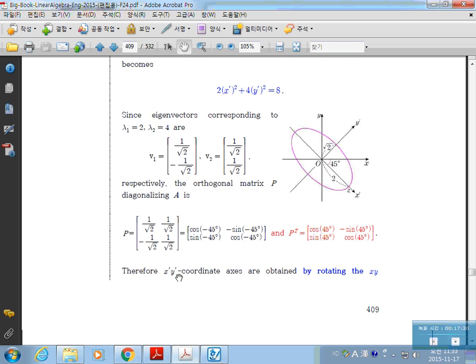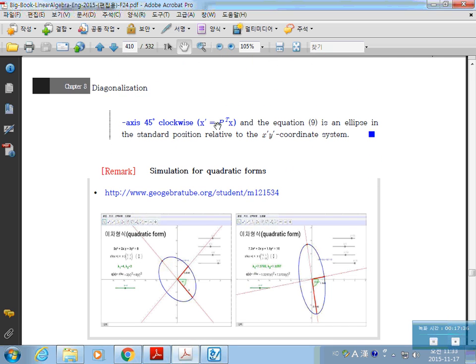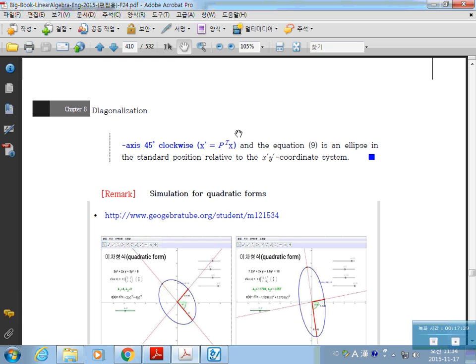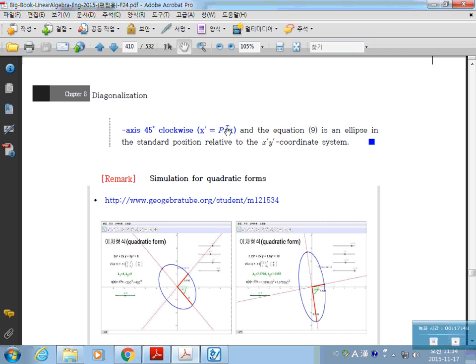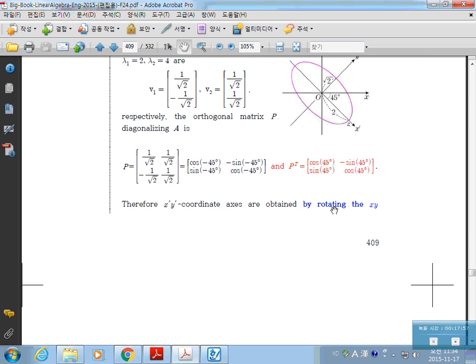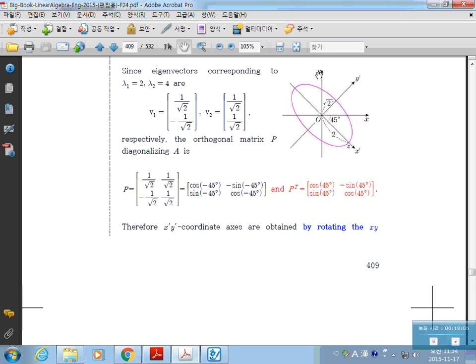Then the X prime, Y prime coordinate axes are obtained by rotating the XY axes to the X prime and Y prime axes. So we are going back from here to here. What will be the rotation? We have X prime equal to P transpose X, isn't it? What that means is we rotated the XY axes 45 degrees clockwise, so minus 45 degrees.